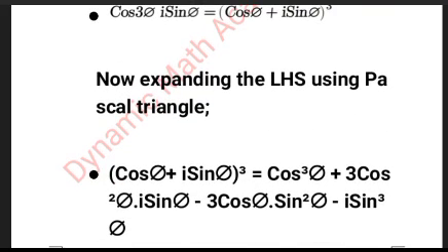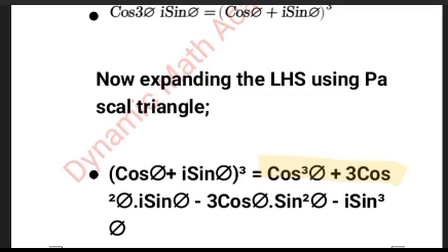And to do that, I believe you have done trigonometry before doing complex numbers. So for you to expand this using the Pascal triangle, you realize that the power of the first term is going to be decreasing, while the power of the second term, that is i sin theta, is going to be increasing. So that's why you have cos cube theta plus 3 cos square theta i sin theta minus 3 cos theta sin square theta minus i sin cube theta. So you realize that the power of cos theta is decreasing while the power of sin theta is increasing.